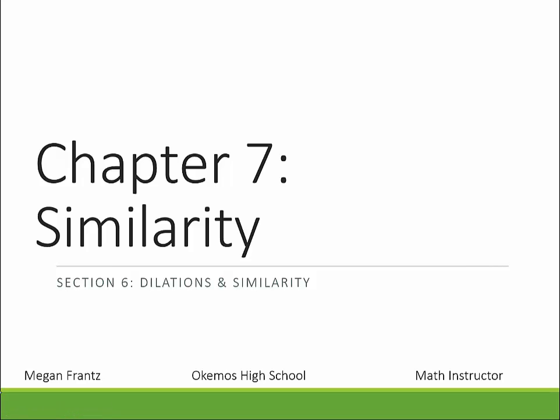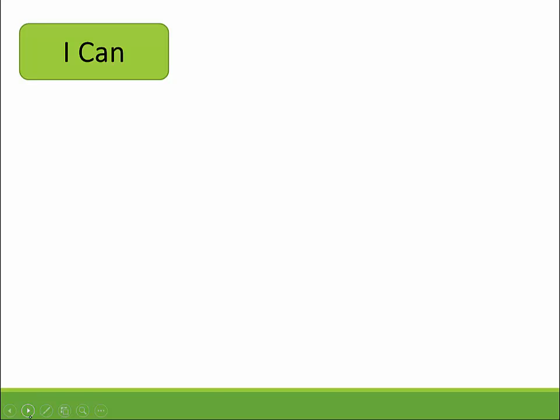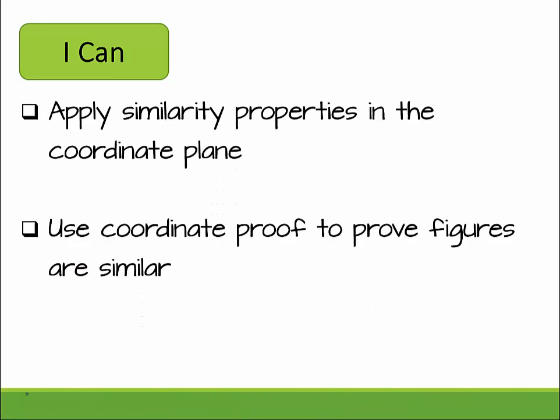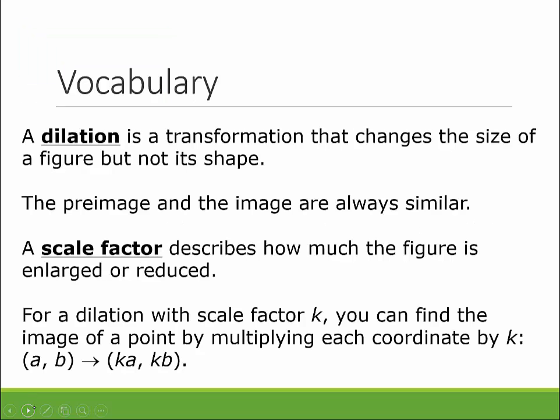Chapter 7, Section 6 is about dilations and symmetry. By the end of this lesson, you should be able to apply similarity properties in the coordinate plane and use coordinate proof to prove that figures are similar.